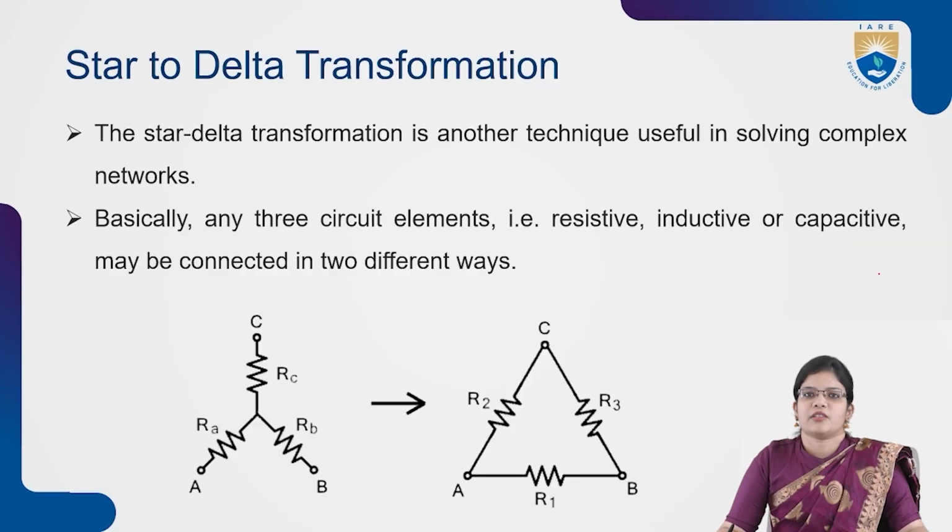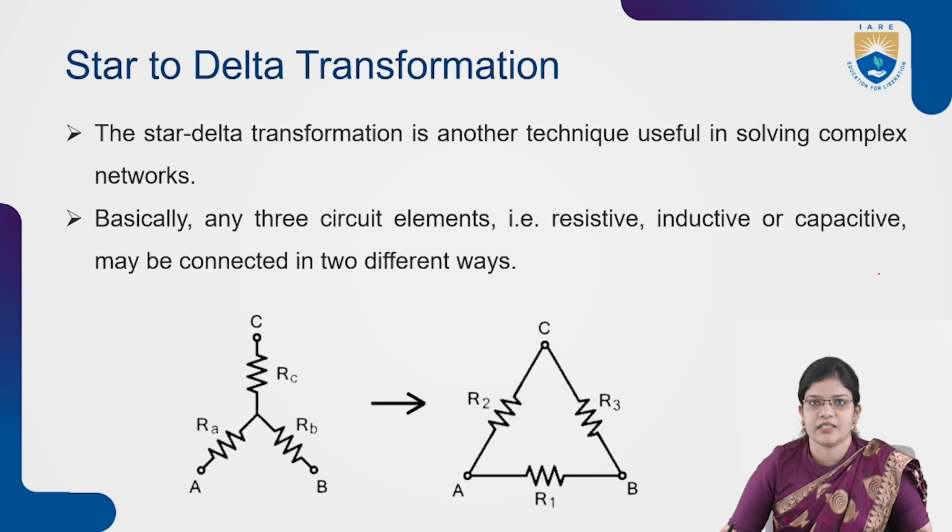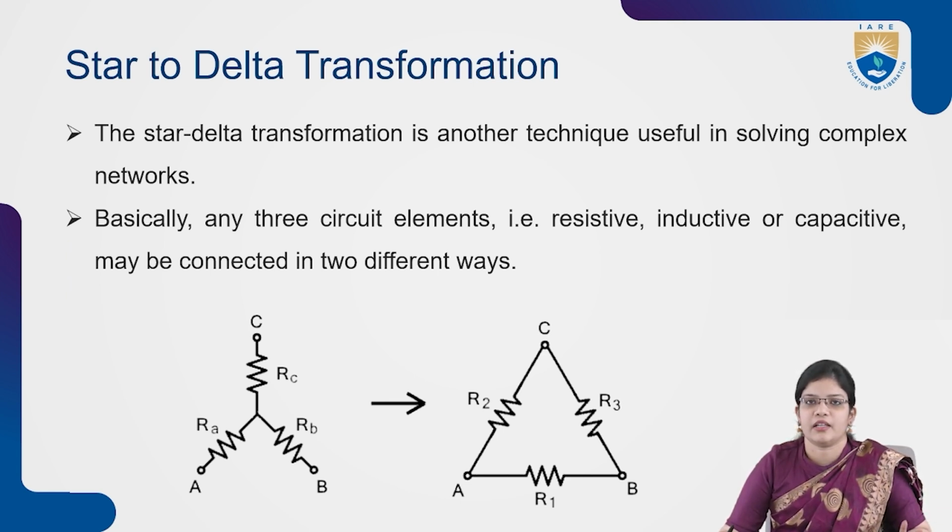So in the previous lectures we have learned how to calculate the resistances when they are connected in series, parallel and combination of series parallel. So here we are going to learn about how to calculate the resistances when they are connected in star and delta connections. This star to delta transformation is a technique that we are going to learn, how to convert the resistances, or how to calculate the resistances when they are connected in delta and star.